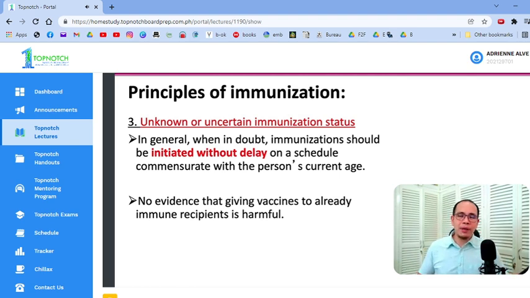Sabi ni mother, Dok, hindi ko alam. May record po ba kayo? Wala po ako makita record. Makakapunta po ba kayo sa pedya nyo? Hindi po ako makakapunta. What do we do, Doc? Hindi ko po sure kung ano yung bakuna ng anak ko. Then we treat your child as if he or she has not received any vaccine or the vaccine in question. Because there's no evidence na may problema if masobrahan siya.